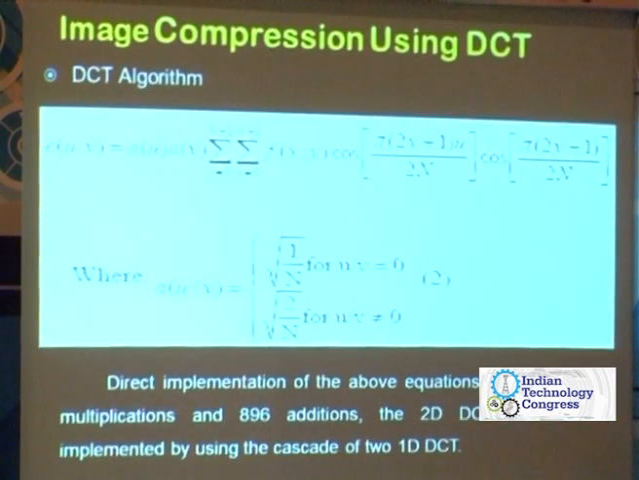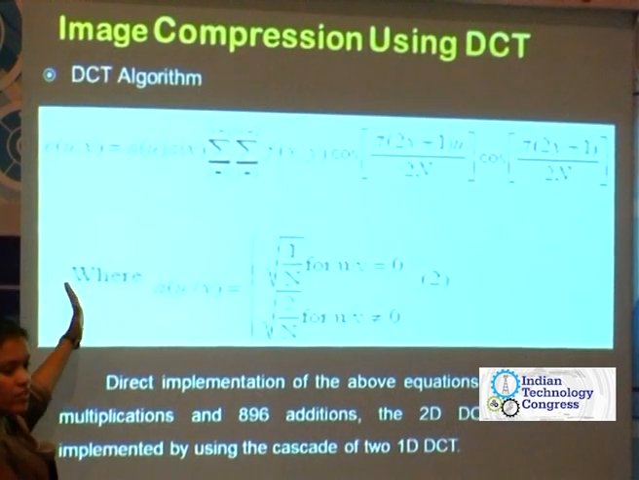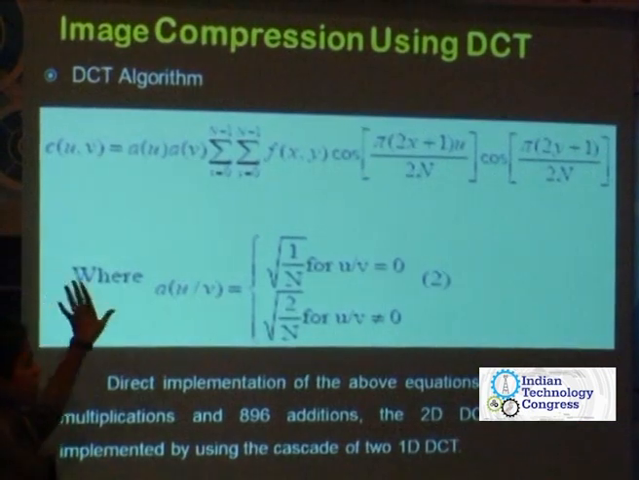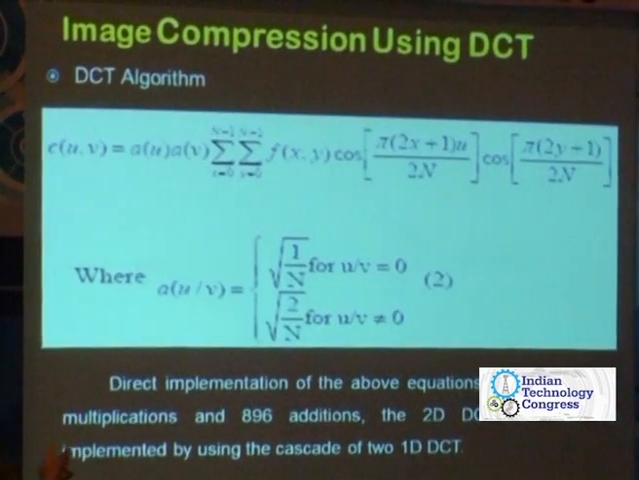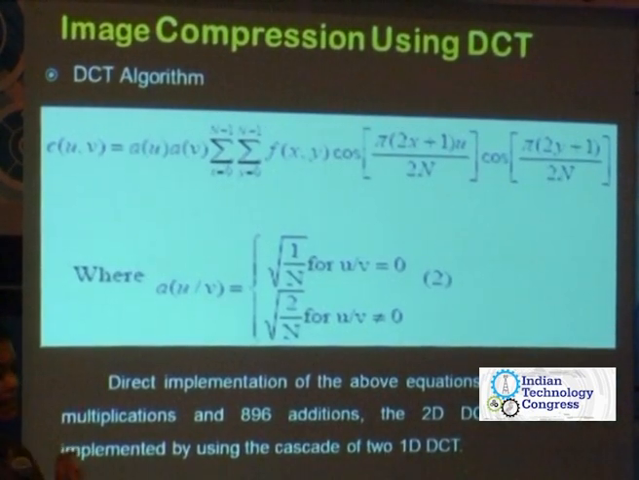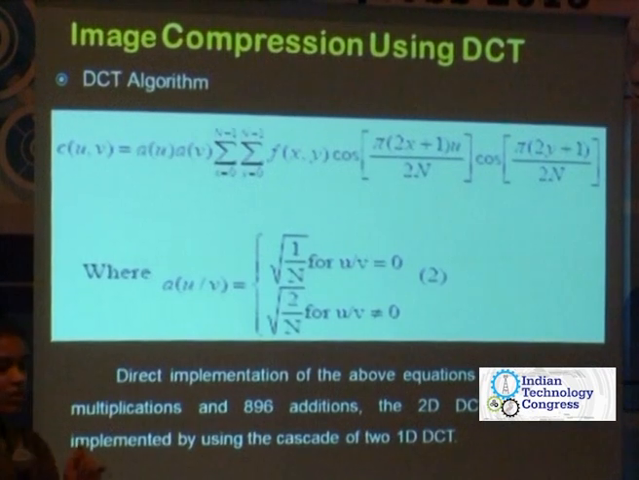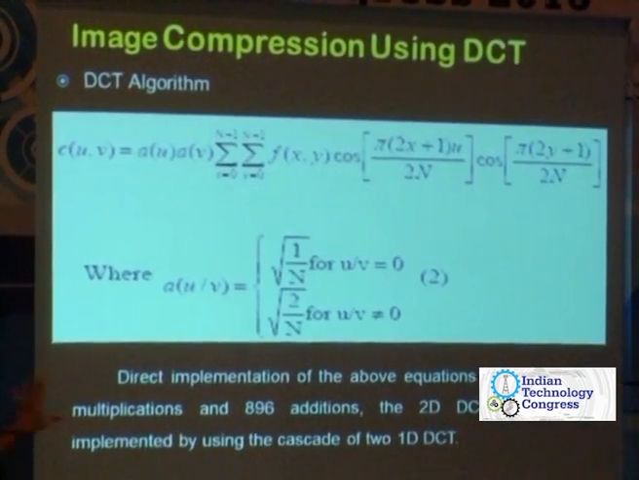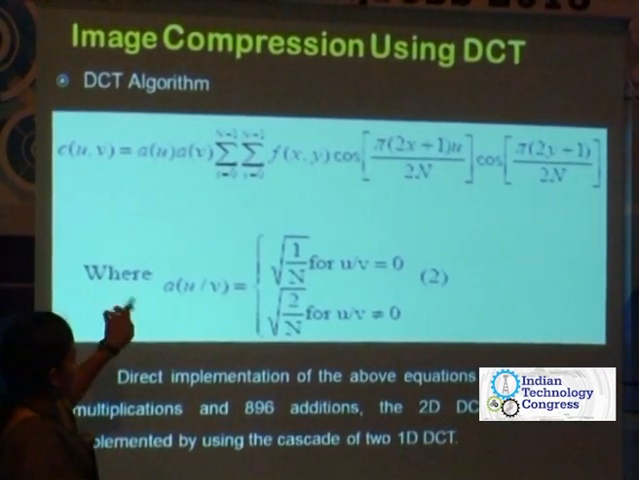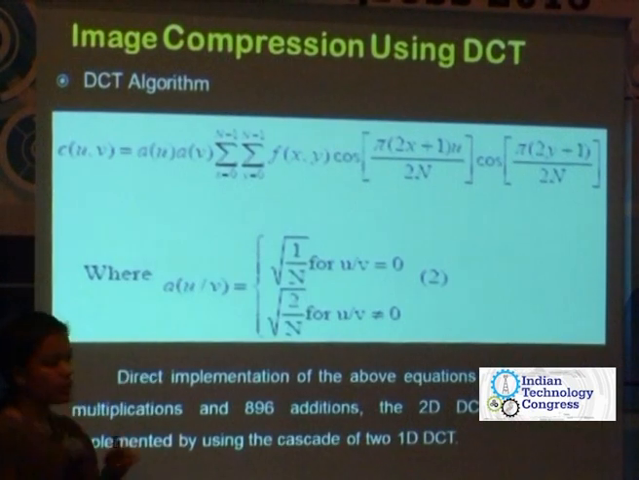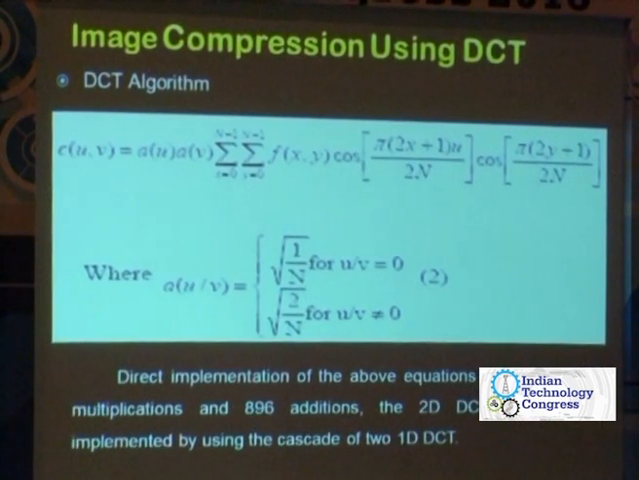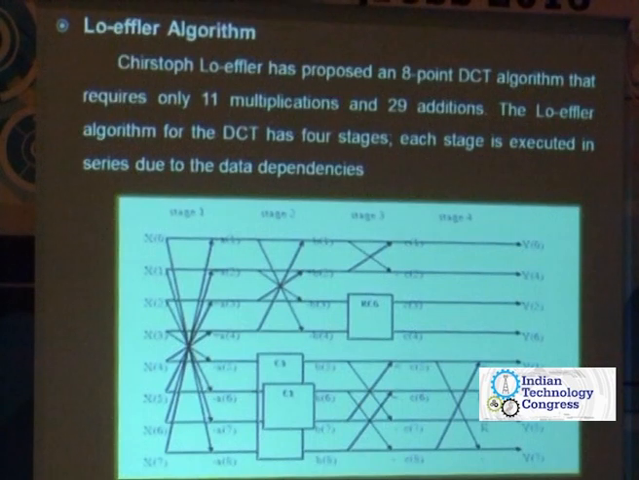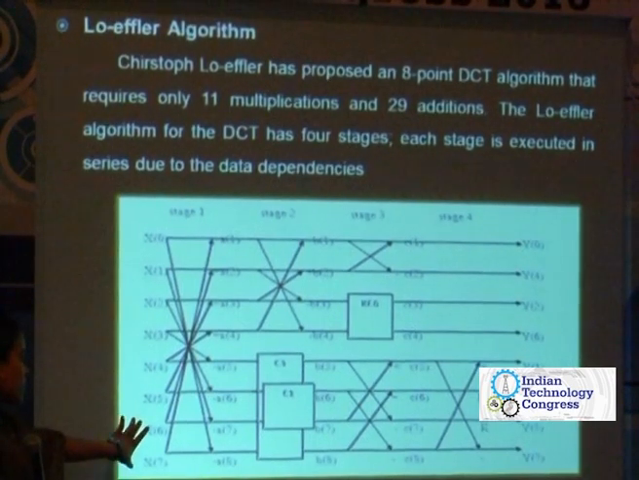So for image compression using DCT, this is the main DCT formula, the mathematical representation of DCT. If we use DCT in this form, it requires 1024 multiplications and 896 additions, for a 2D DCT. This is only a 1D DCT. For 2D DCT, we should repeat the 1D DCT twice. So instead of this, we can implement it with the Loeffler algorithm. It is a butterfly diagram of the Loeffler algorithm.